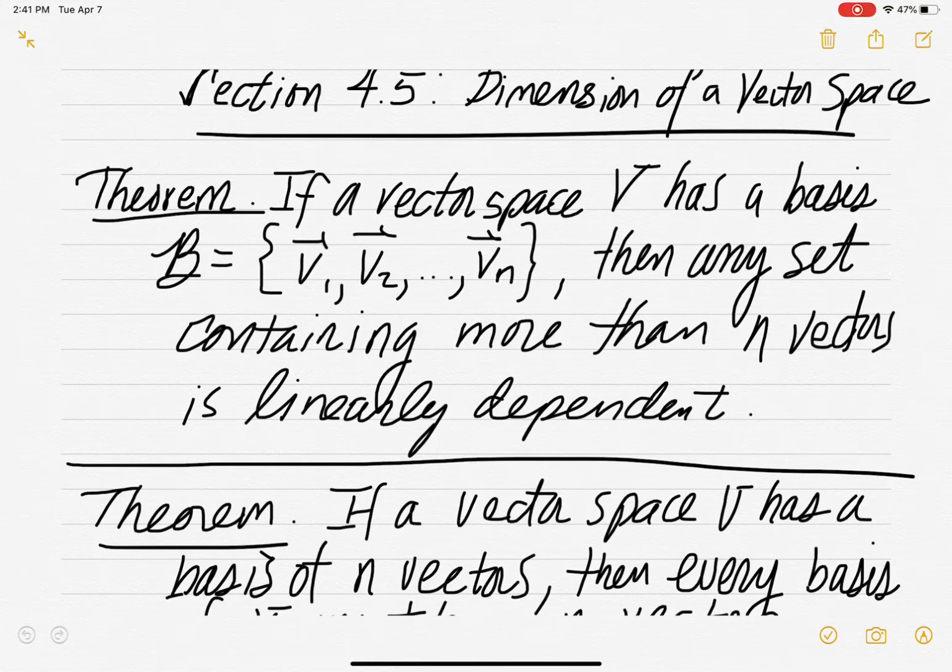All right, so we're in section 4.5, which is about the dimension of a vector space. So we were talking about the basis of a vector space. Remember what a basis is? A basis is a set of vectors in a vector space that is linearly independent and that spans the vector space. So basically, you can build a vector space from a basis, and the basis is linearly independent.